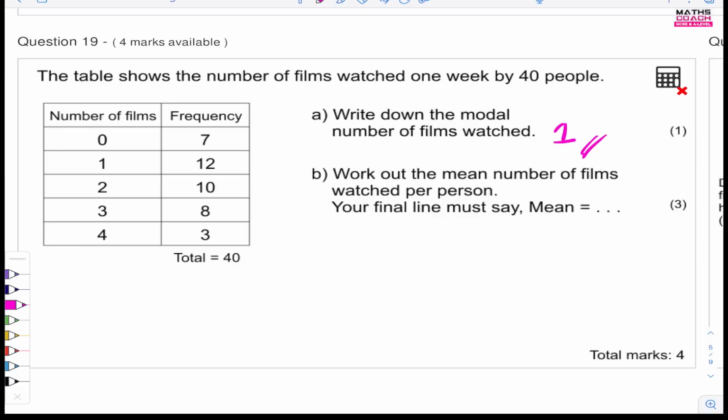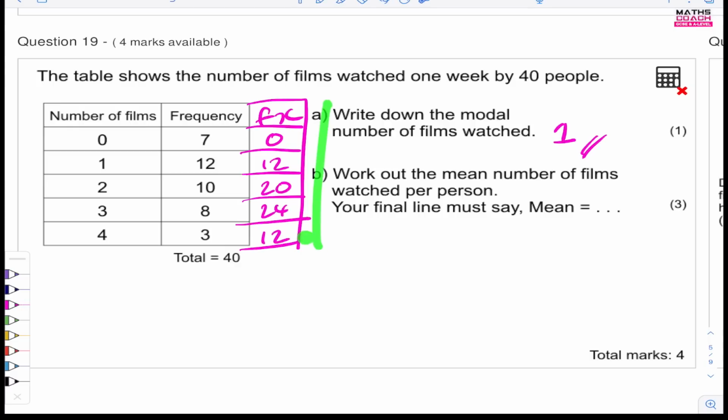Work out the mean number of films watched per person. So mean, how do we calculate that? Well, we need an fx column for the mean. And what we do in the fx column is we simply multiply these two together. So 0 times by 7, 1 times by 12, 2 times by 10, so on and so forth. So 0 times by 7 is 0, 1 times by 12 is 12, 2 times by 10 is 20, 3 times by 8 is 24, and 3 times by 4 is 12.